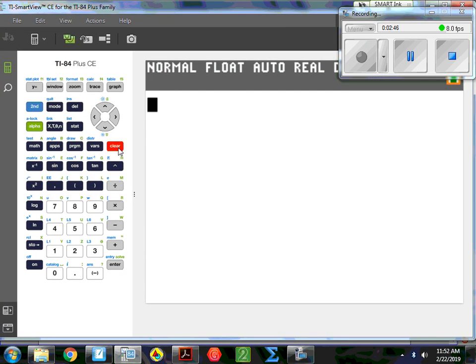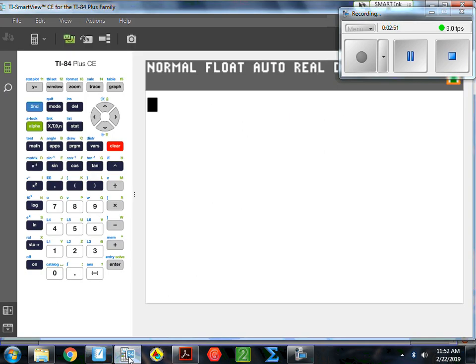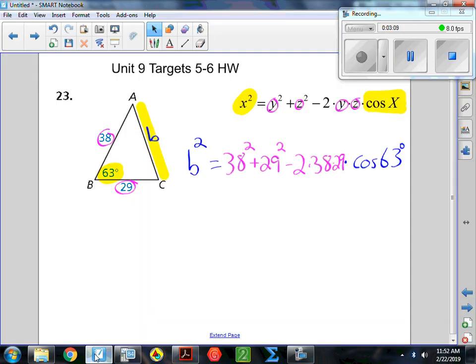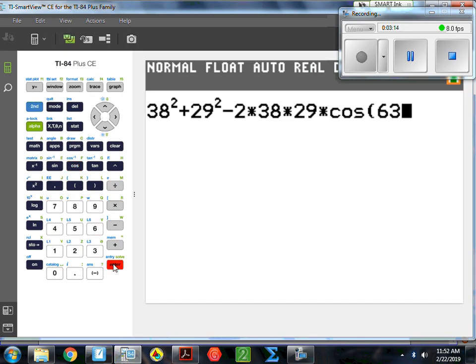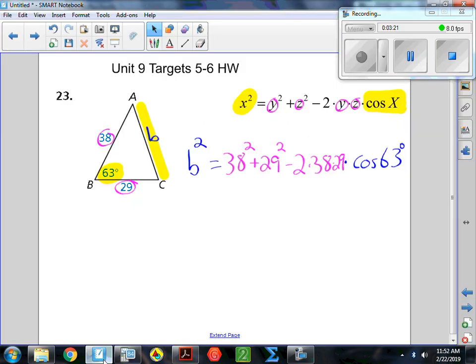So I'm going to start from scratch here. We have 38 squared plus 29 squared. Then it's minus 2 times each of those sides. So times 38 and times 29. And then it's times the cosine of the angle that I started with. So the angle opposite the side I started with is 63 degrees. So I have to type in that 63. And I get this number 1284. And that 1284 point something, that's equal to b squared.